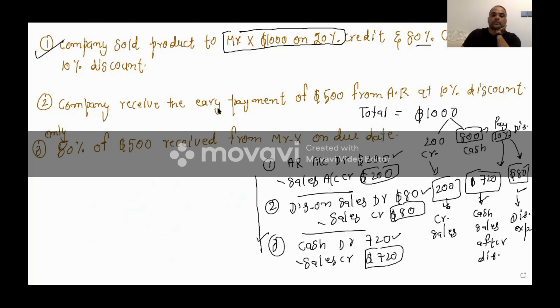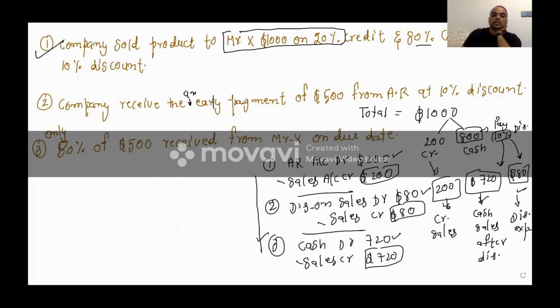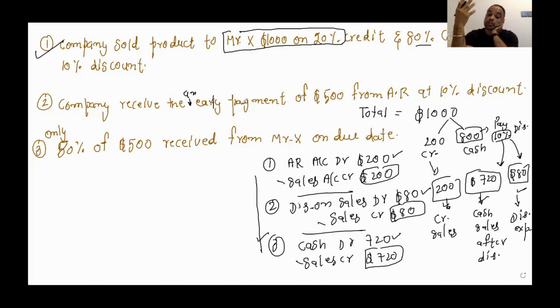So number 2 is: company receives early payments of 500 from account receivable at 10% discounts. So you receive money early from account receivable, but you give them discounts.